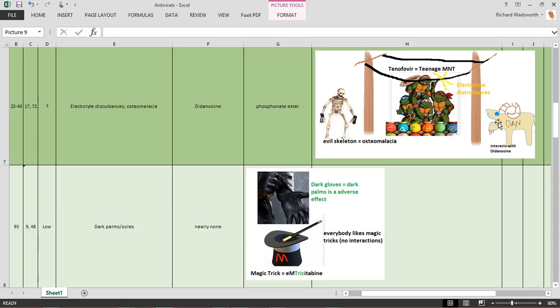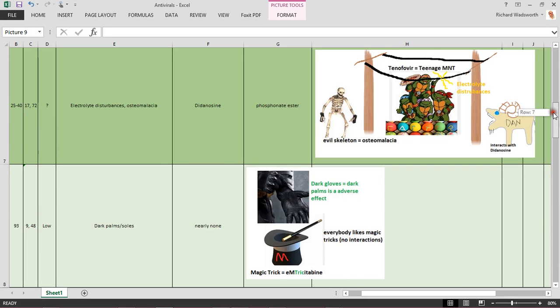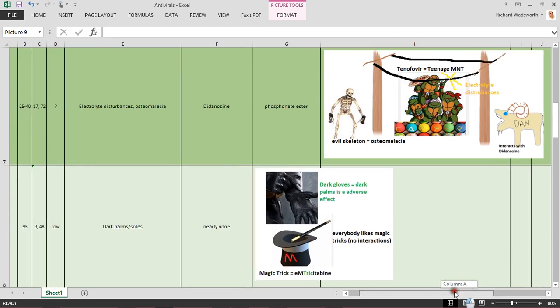And also, it has a reaction of osteomalacia. So bone malacia is bad. Here's the bad, evil skeleton coming to fight the Teenage Mutant Ninja Turtles. So that represents osteomalacia. And Easter, phosphonate ester. So yeah, they're having a good time at Easter. Okay, whatever.